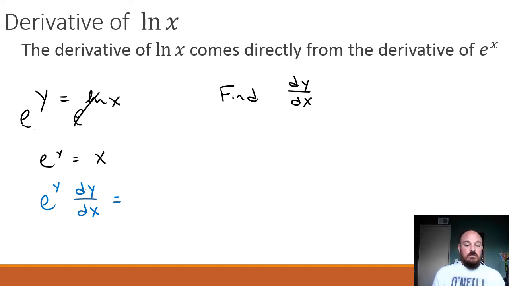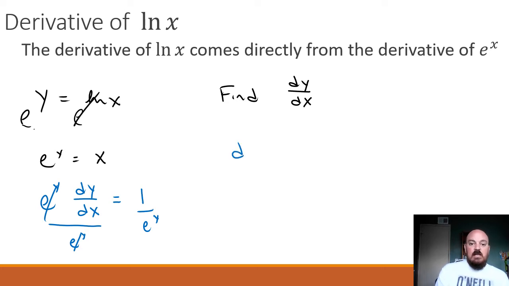Now, on the other side of the equation, the derivative of x is just 1. Doesn't matter if it's implicit or explicit. When you take the derivative of an x function, you just do it normally. So, if I want to solve for dy/dx, what I would need to do is divide both sides by e to the y.